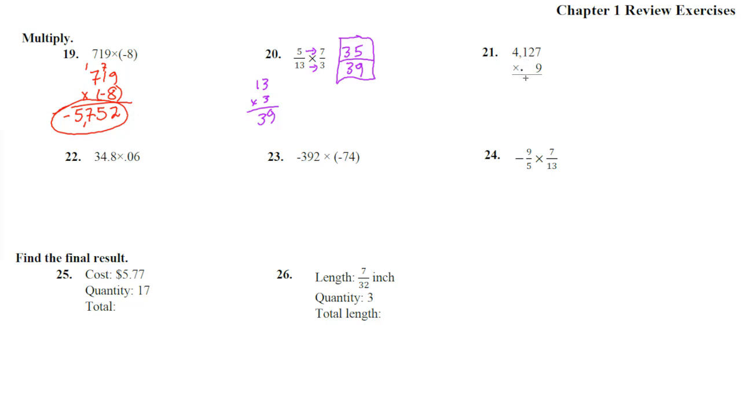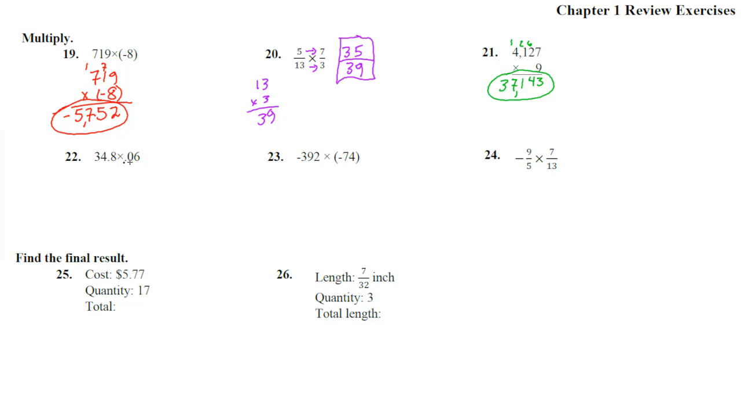All right, number 21. 4,127 times 9. Just one digit here. 9 times 7 is 63. The 6 carries. 9 times 2 is 18, plus that 6 is a 24. 2 carries. 9 times 1 is 9, plus 2 is 11. And that one carries. 9 times 4 is 36, plus 1 is a 37. So it looks like it's 37,143.